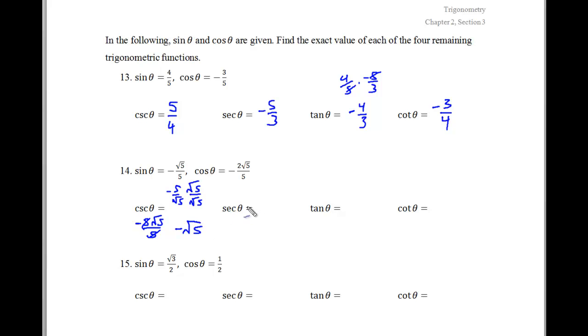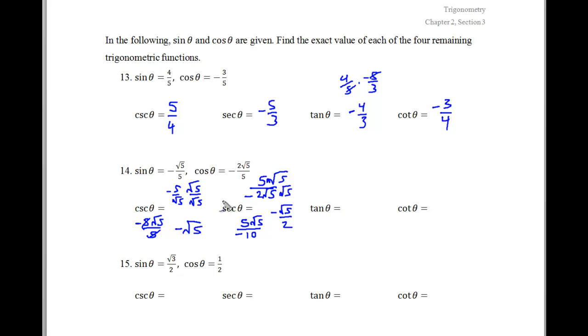The secant is going to be the flip of the cosine. So this is going to be 5 over negative 2 times the square root of 5. Rationalizing by multiplying the top and bottom by square root of 5 over square root of 5, we get 5 square root of 5 over negative 10. And you can see that we can simplify that out because that's going to be positive 1/2, or sorry, negative 1/2 times square root of 5. So negative square root of 5 over 2 is our simplified version of this cosine turned into secant.